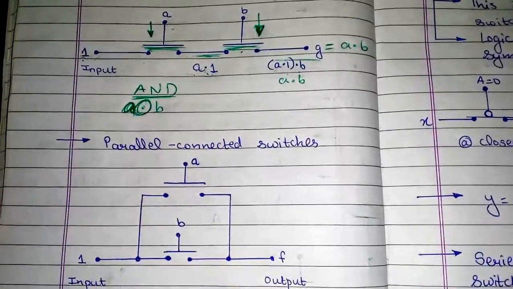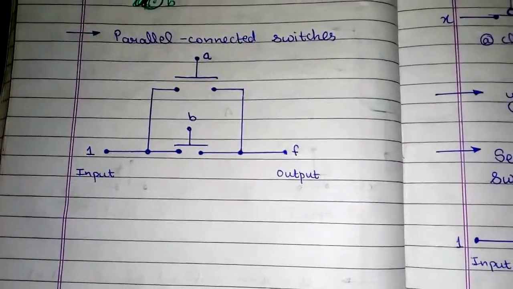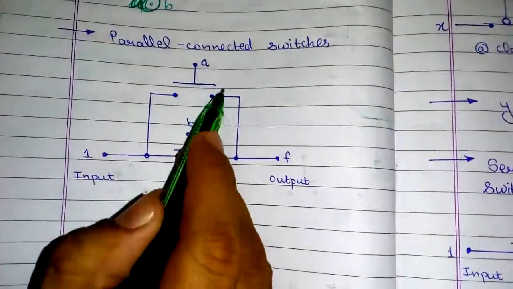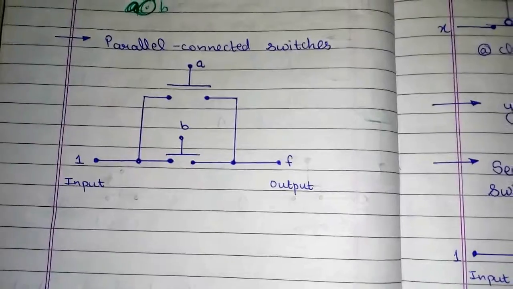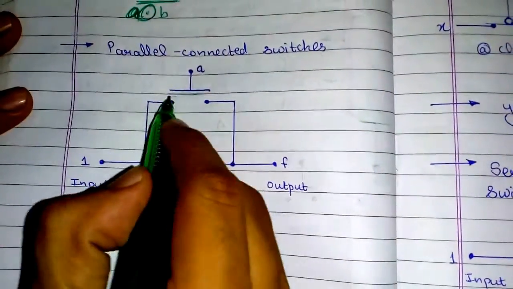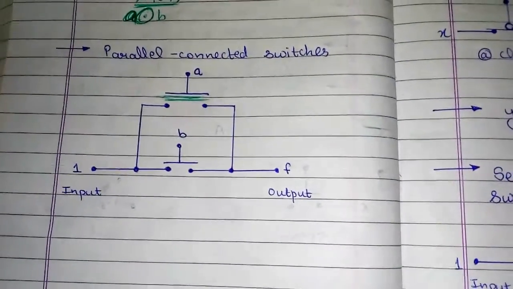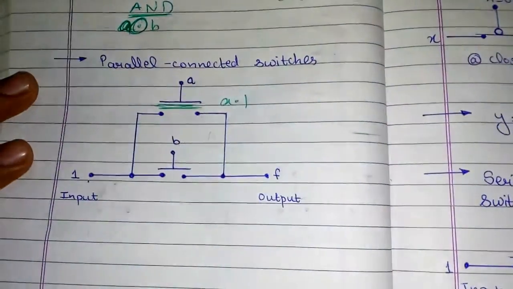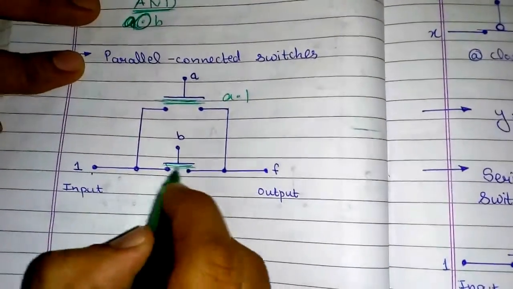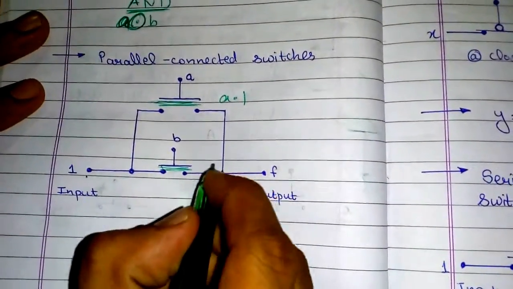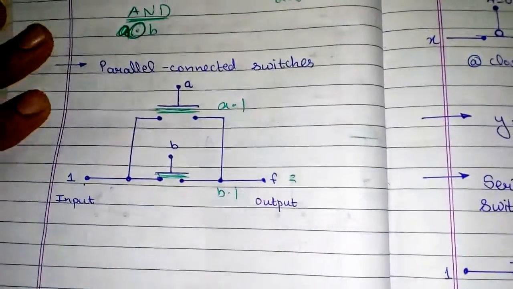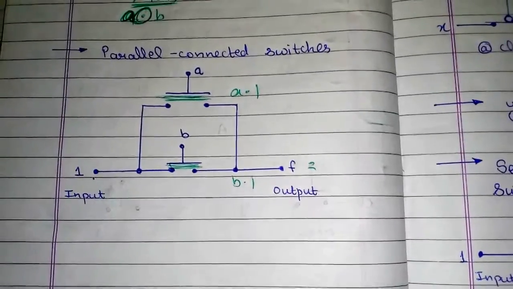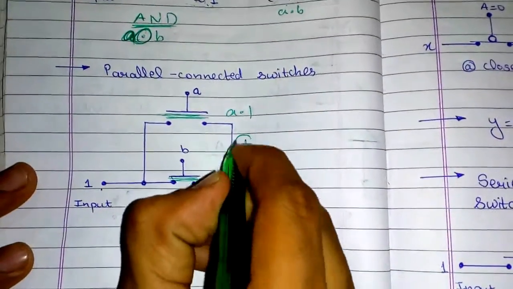Now let's talk about parallel connection. In parallel connection, I have input 1 and I have two switches A and B which are parallel to each other. Now if A is closed, I will have 1 multiplied by A, which is nothing but A into 1. If B is closed, then I will have 1 multiplied by B, which is nothing but B into 1. Now the output will be nothing but an addition of both of these.